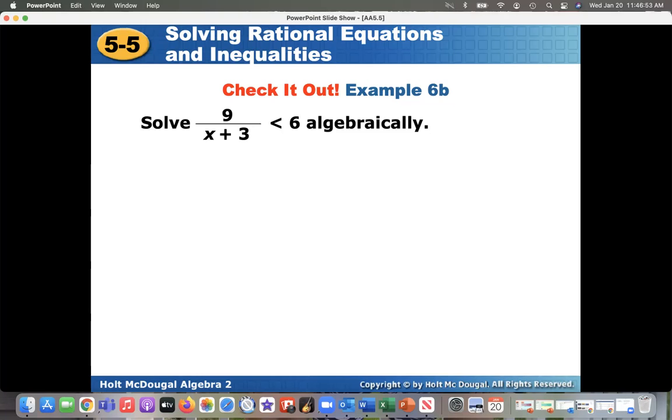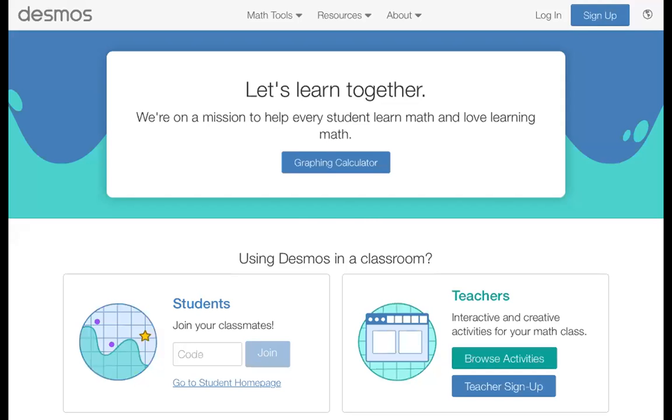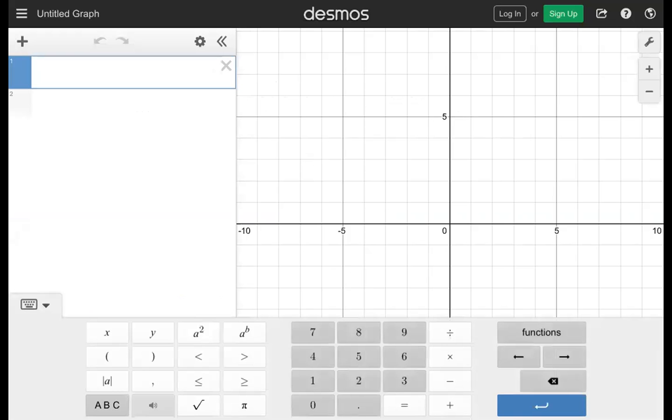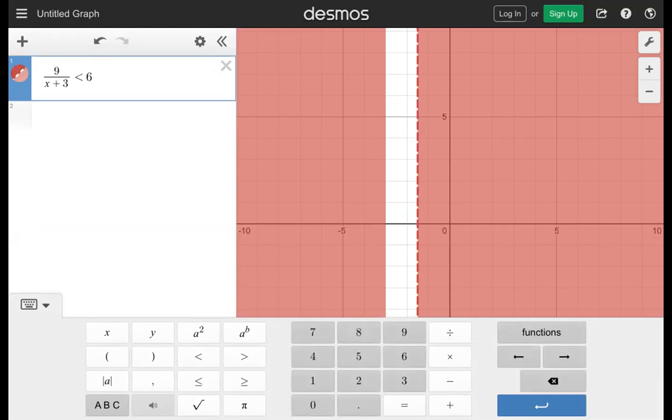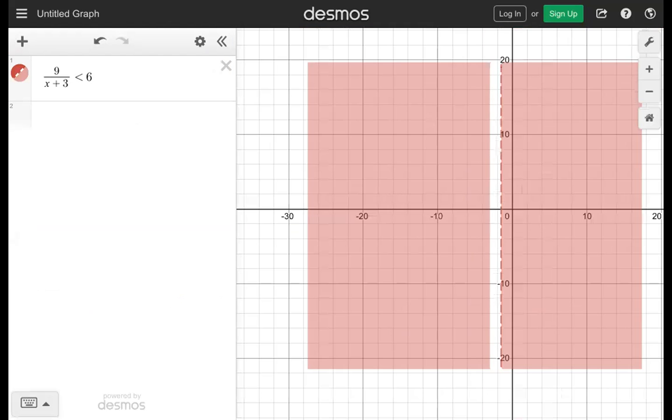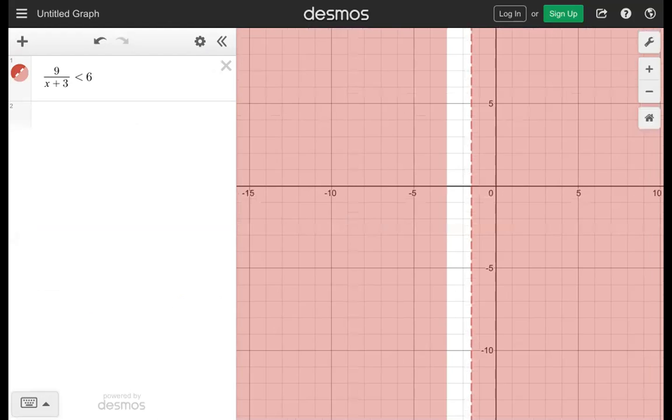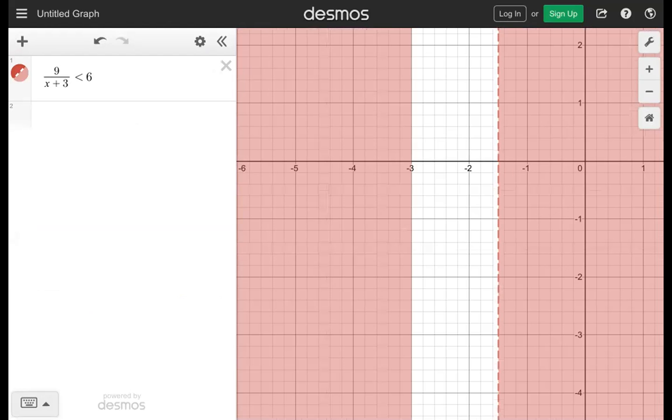All right, so I'm going to share my screen here. And you should be able to type it in just as it's written. And I wrote it up here so I wouldn't forget. 9 divided by x plus 3 is less than 6. All right. Now, is that what it looks like? All right. Now, is that what yours looks like?